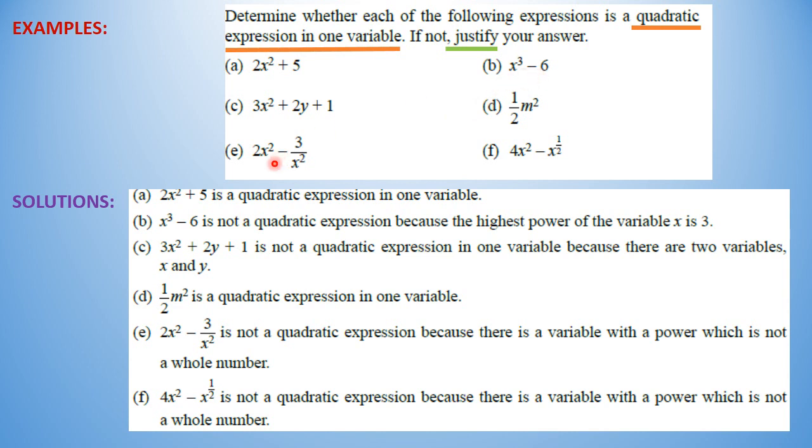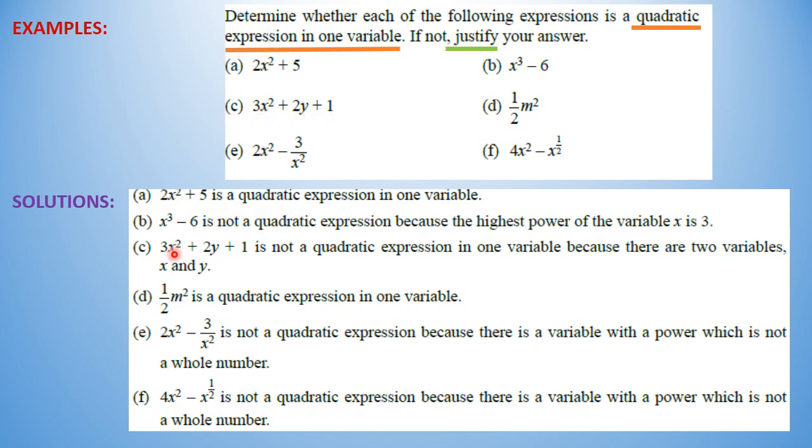Okay, b, x cubed minus 6. x cubed minus 6 is not a quadratic expression because, you look at here, the highest power of the variable x is 3. Because for a quadratic expression the highest power is only 2, cannot be 3. So this one is not a quadratic expression.